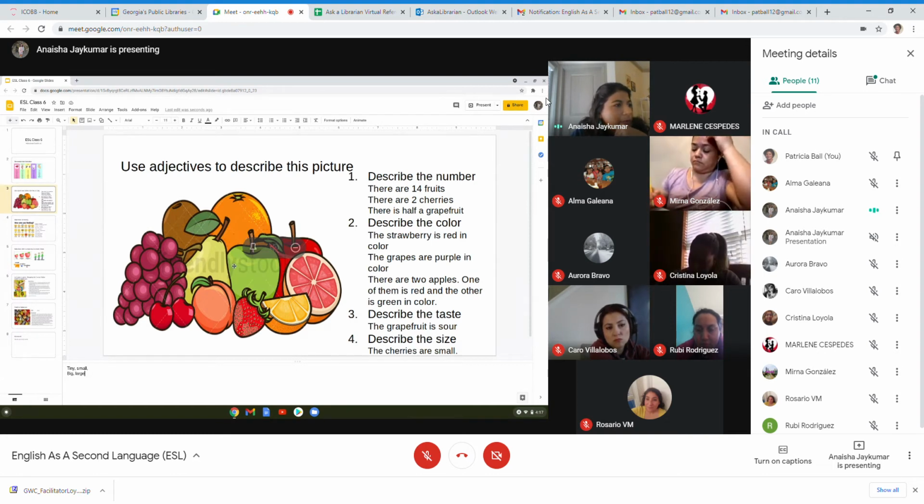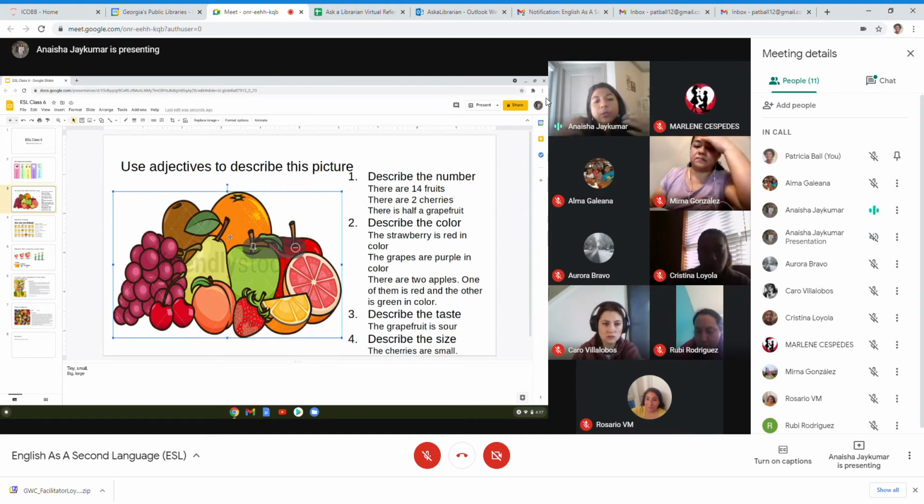And what else can you say? Okay, the strawberry has tiny seeds on it. When you say tiny seeds, you're describing the seeds, and tiny is the adjective. So there are a lot of ways that, if I don't show you this picture, I can use my words to tell you what I'm seeing. So that's how you can use adjectives.